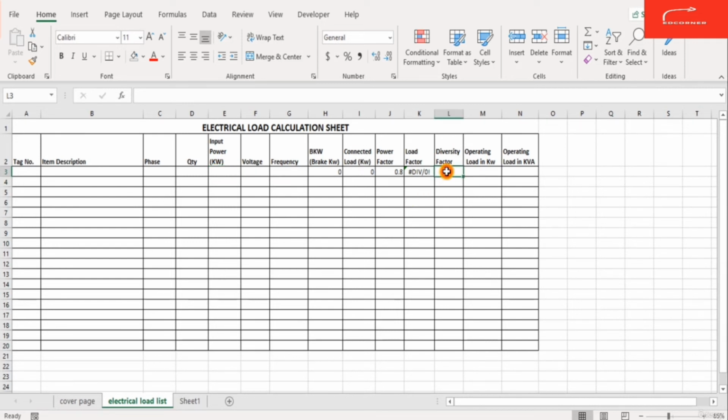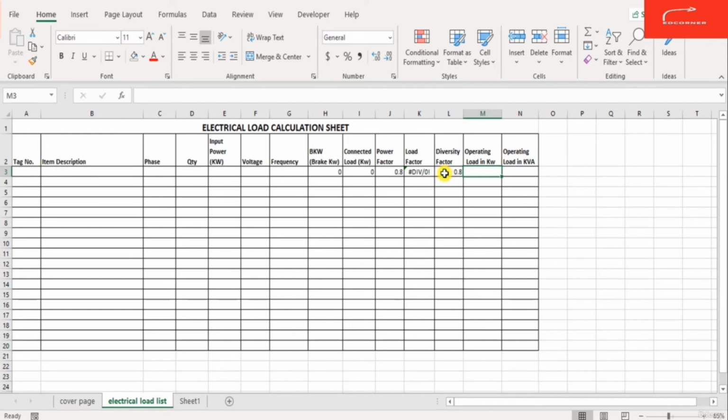Next is the diversity factor. Diversity factor totally depends on equipment to equipment, and it can be given by the vendor. Vendor means who manufactures that item. For example, for the square LED light, the standard diversity factor can be given by the vendor. It may be 0.8.